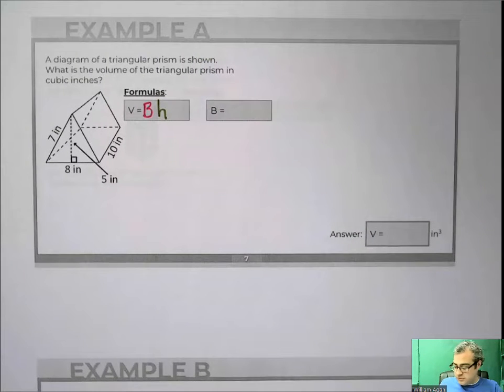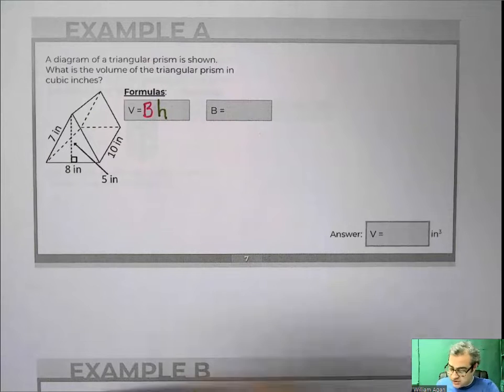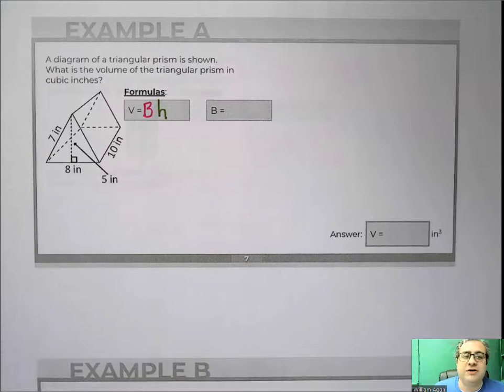Now, this is going to be a little weird. Triangular prisms always are because they're not sitting on their base. A lot of times you think base has to be the bottom and height has to be up and down. But it's not always that way. They are basically just turning it on its side.